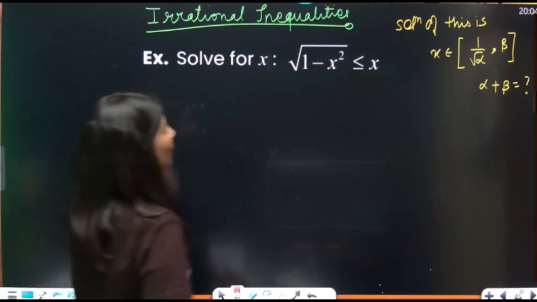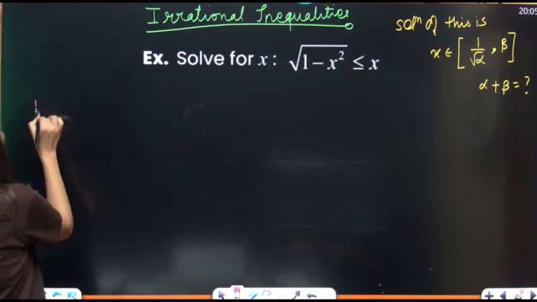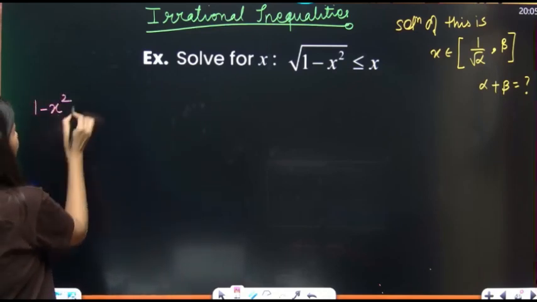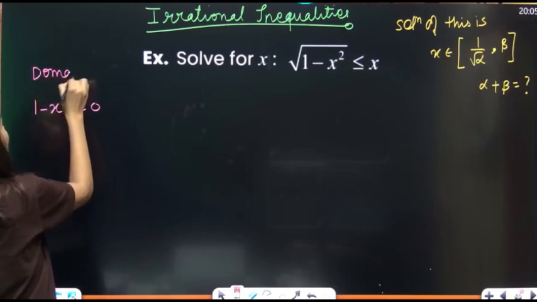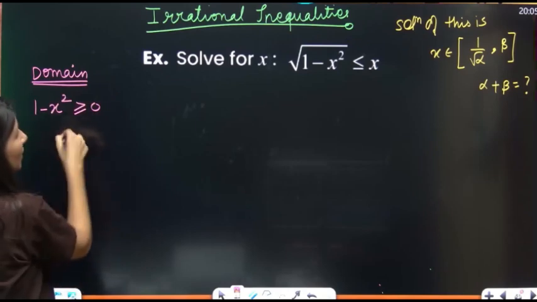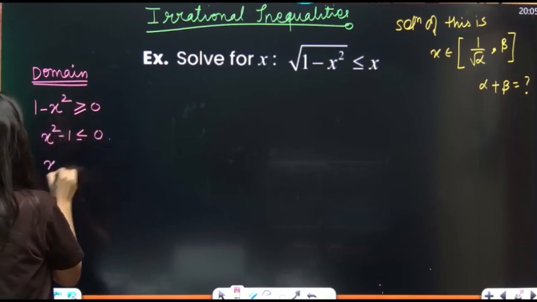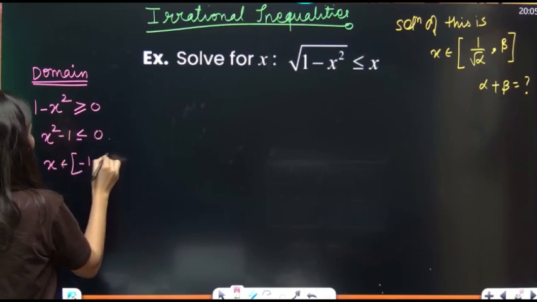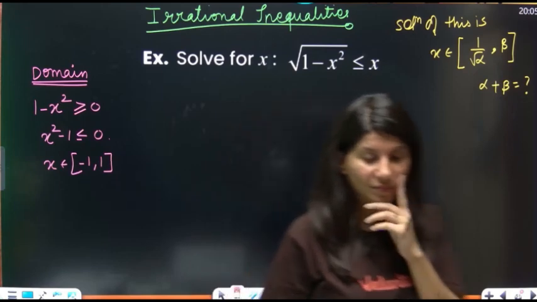Okay, so first thing, before actually doing anything, 1 minus x square should always be greater than or equal to 0. This is your domain. Whenever you see a square root, do this. 1 minus x square greater than or equal to 0, x square minus 1 less than or equal to 0, so x is minus 1 to 1.